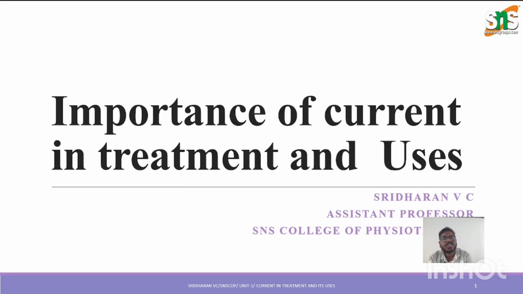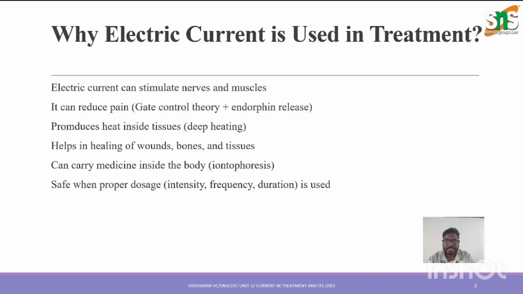So in this video, we're going to see about the topic which is the importance of electrical current in the treatment and its uses. So why is electrical current mainly used for treatment purposes? Here we're going to see that electrical current can stimulate the nerves as well as skeletal muscles.